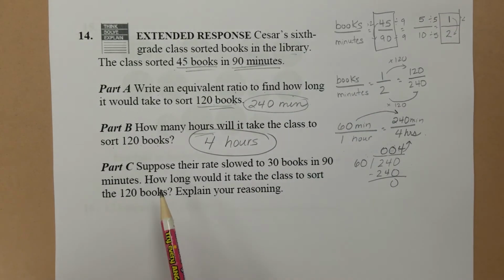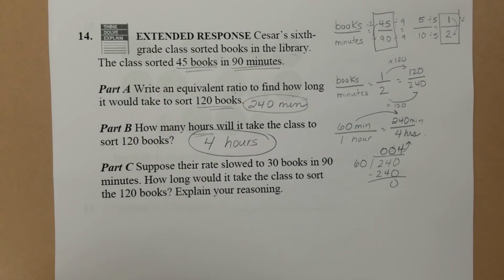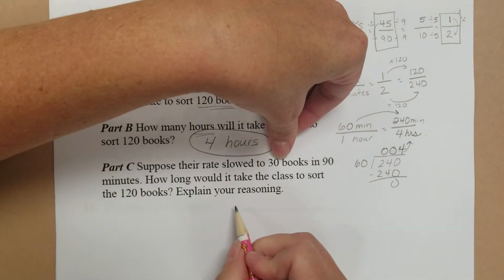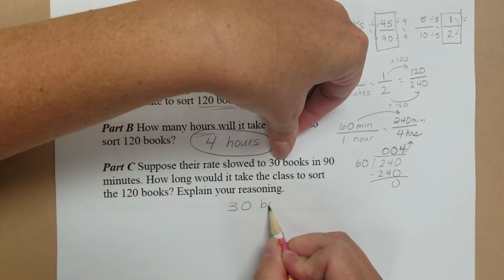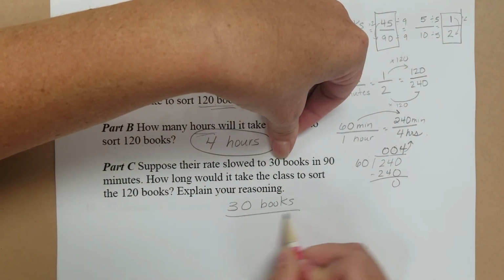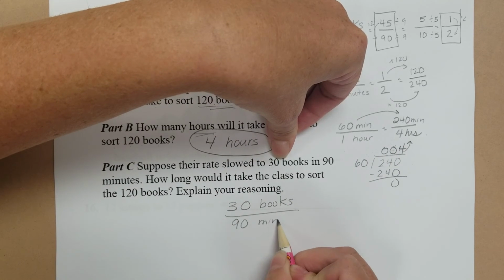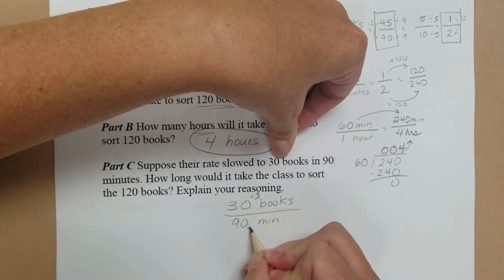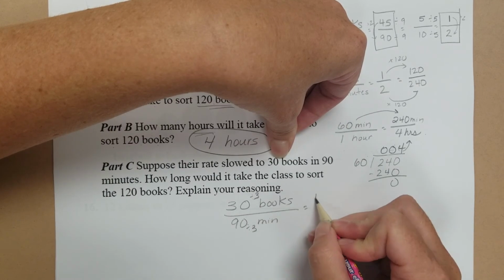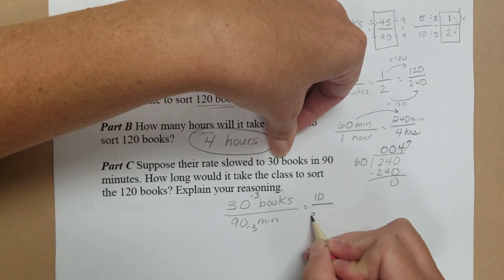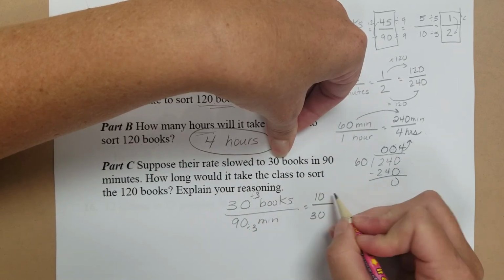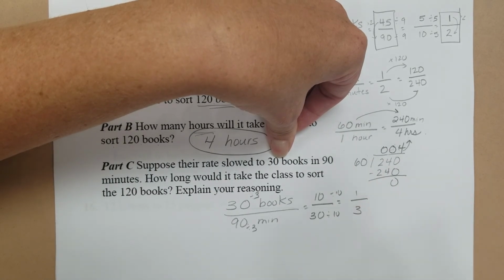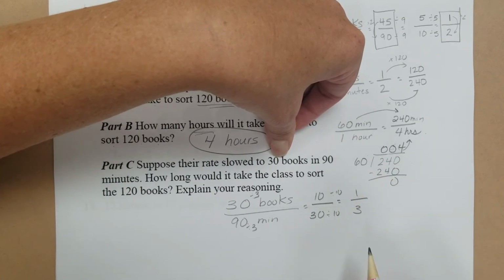Part C. Suppose their rate slowed to 30 books in 90 minutes. So we have 30 books, 90 minutes, and I could divide by 3, and I'm going to get 10 books in 30, which divide by 10 is 1 book every 3 minutes. It's 1 book every 3 minutes.